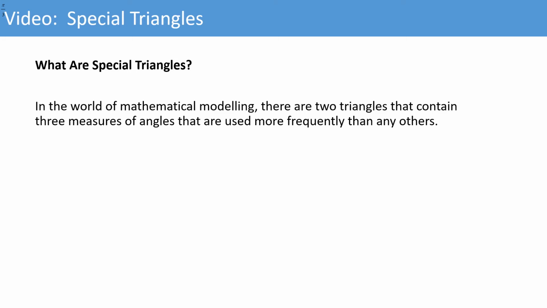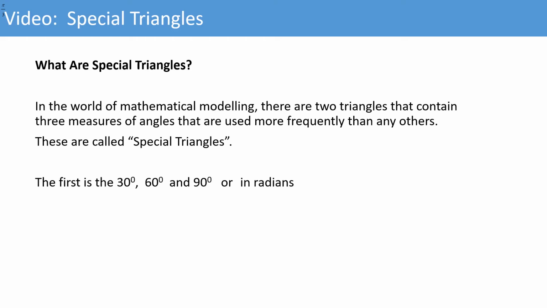Special triangles. What are special triangles? In the world of mathematical modeling, there are two triangles that contain three measures of angles that are used more frequently than any others. These are called special triangles. The first is a 30, 60, 90-degree triangle, or in radians, pi over 6, pi over 3, pi over 2.